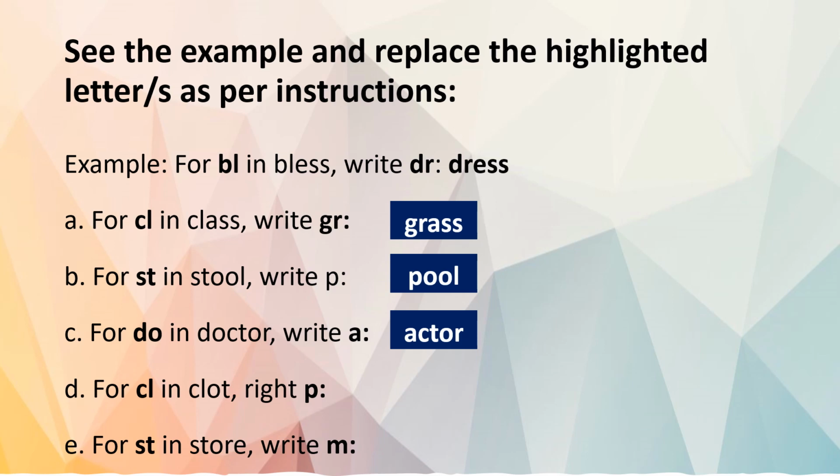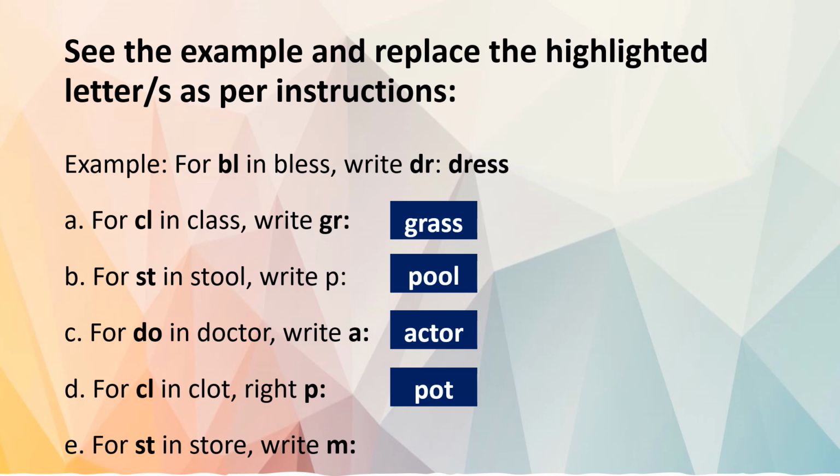In the word cloth, we have to replace P in place of CL. So we'll get a new word, that is pot. If we remove CL in the word cloth, and in place of CL we add the letter P, we'll get a new word, that is pot. We'll move to the next one.